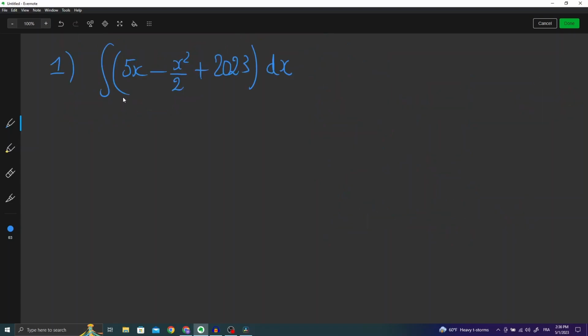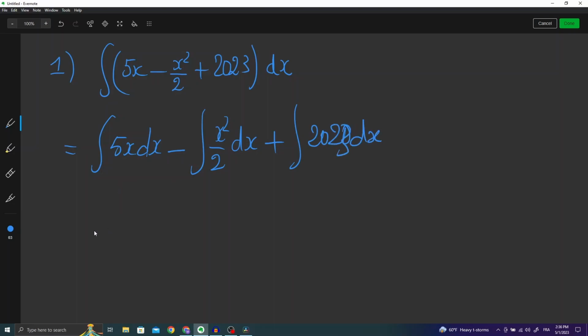Let's solve the first integral, 5x minus x to the power 2 over 2 plus 2023 dx. We see here it is the sum of multiple functions: 5x, x to the power 2 over 2, and 2023. So we can use the linearity here. This equals the integral of 5x dx minus the integral of x to the power of 2 over 2 dx plus the integral of 2023 dx. This is the linearity that I showed you before.